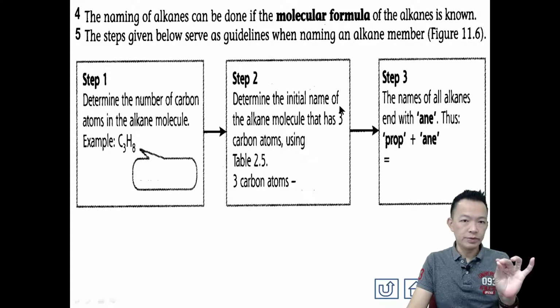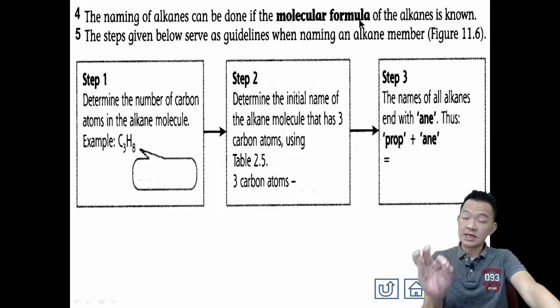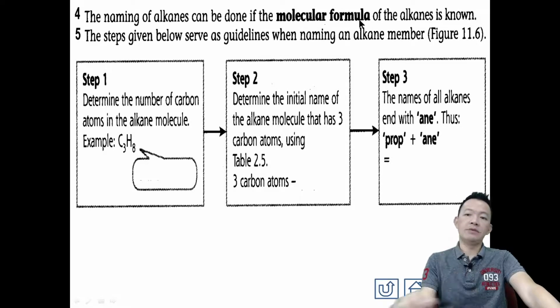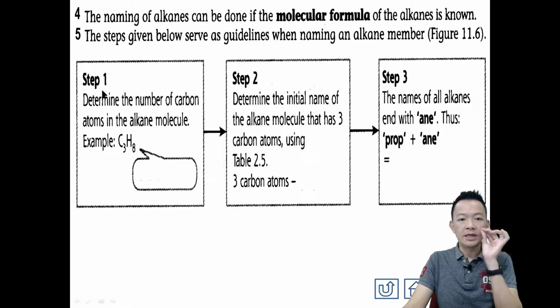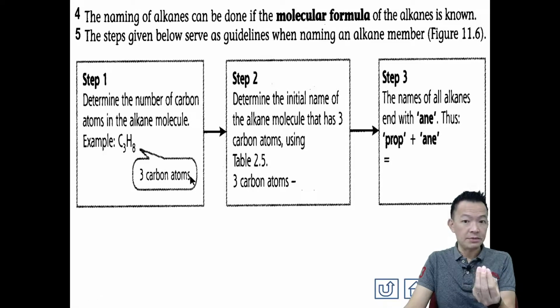Okay, so how to call their name? The naming of alkane can be done if the molecular formula of the alkane is known. So when somebody gives you their IC number, their molecular formula, you should be able to call their name. From the molecular formula you know the family, and at the same time you can call the name. So the first step: the molecular formula, they give you C3H6. CnH2n+2 is the alkane family, right? So step number 1, determine the number of carbon atoms. How many carbons? 3 carbons. Three carbons, the prefix is prop.